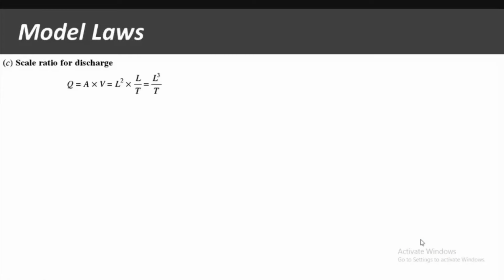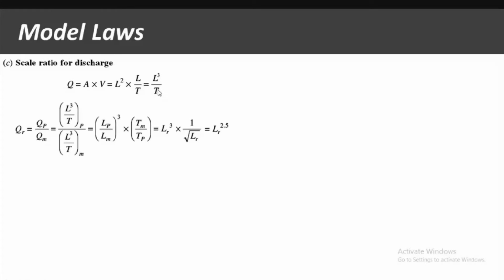After that, next is scale ratio for discharge. So we know discharge is nothing but product of area into velocity. Here area is length square, and velocity is length upon time. So it is L cube by T. Therefore, discharge ratio is discharge of prototype upon discharge of model. So it is L cube by T for prototype divided by L cube by T for model.